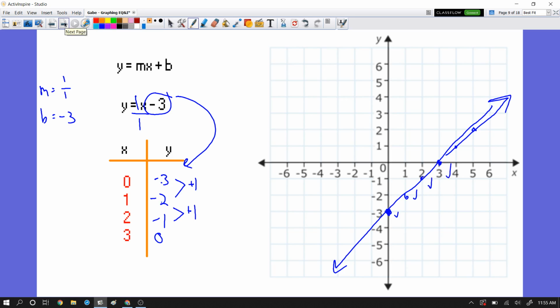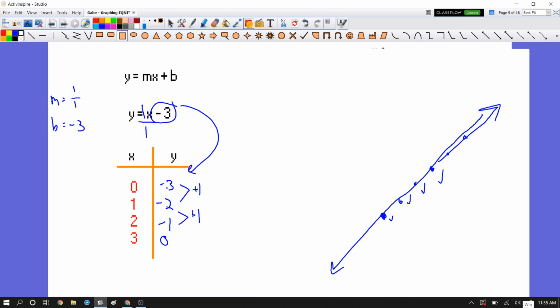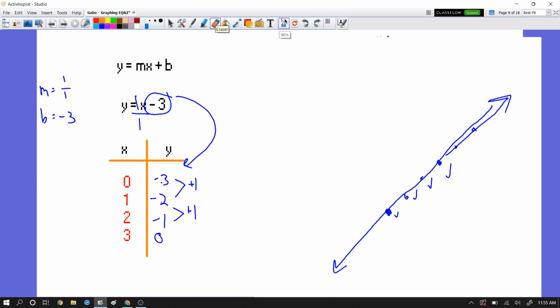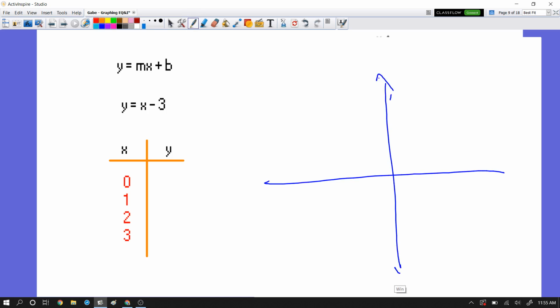So just to give you an example of what would be expected out of you with your work, okay? Just want to emphasize what is going to be expected.